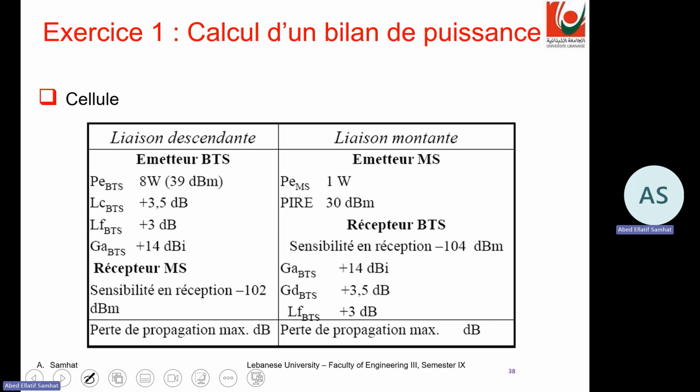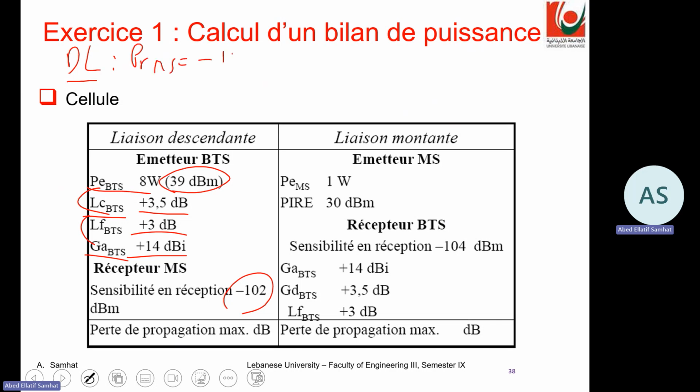So typically, let's consider the case of the downlink. We have the transmitted power of 39 dBm. The loss in the cable, the loss in the feeder, is 3 dB. The gain of the antenna is 14 dB. At the receiver, the sensitivity is minus 102 dBm.